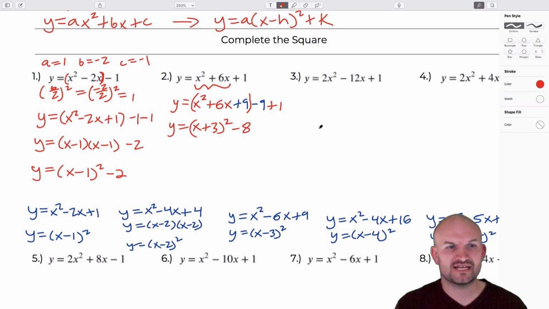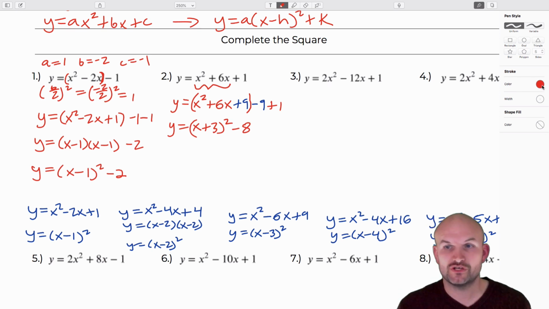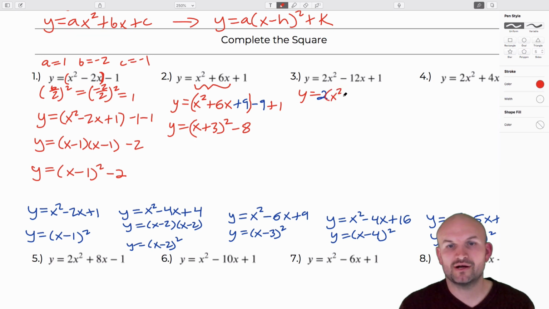Now, let's go back to this kind of formal approach here and understand what happens when a is not equal to 1. So what we need to do in this case is first factor out that 2. So we'll go back to y. I'm going to have y equals, and I'm going to factor out the 2, and then I'm going to leave that with x squared minus 6x plus 1.